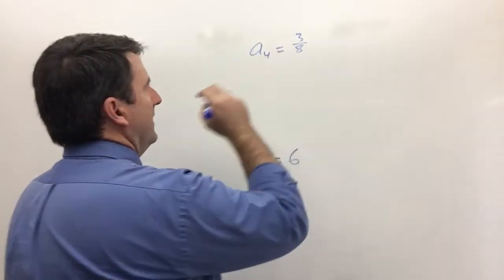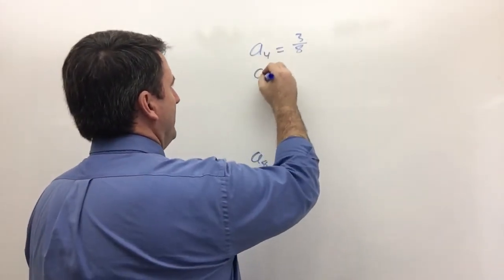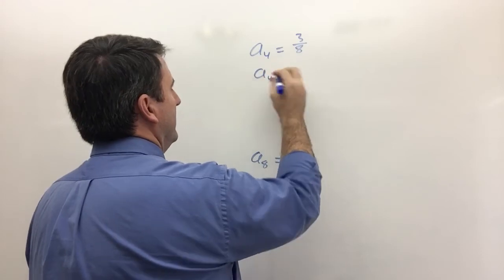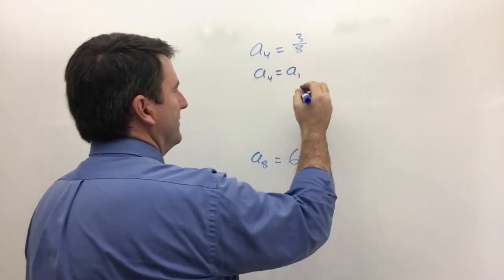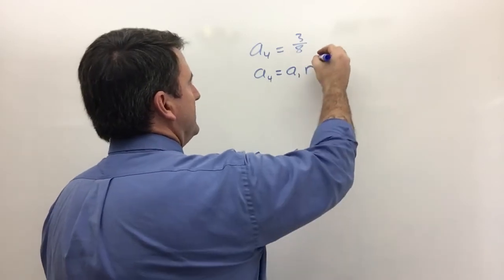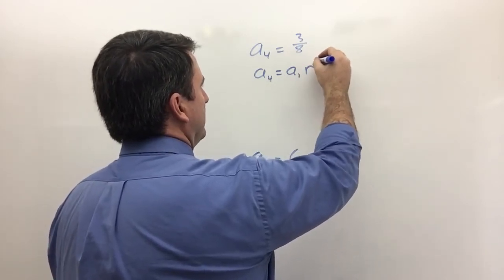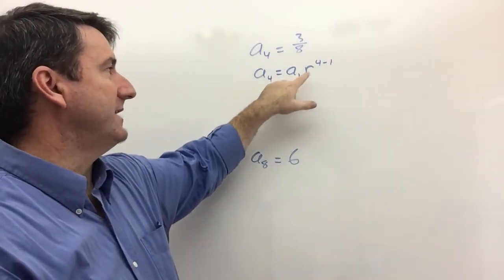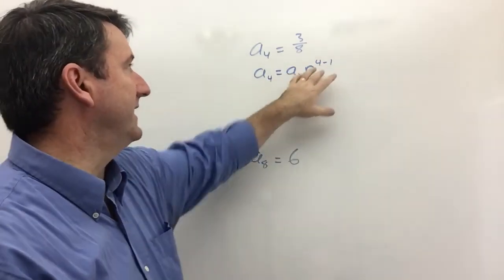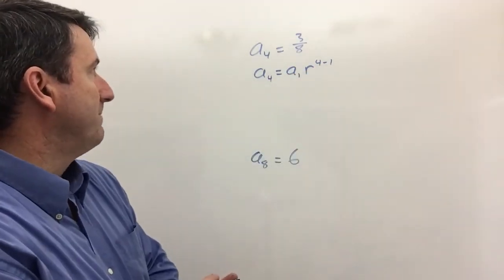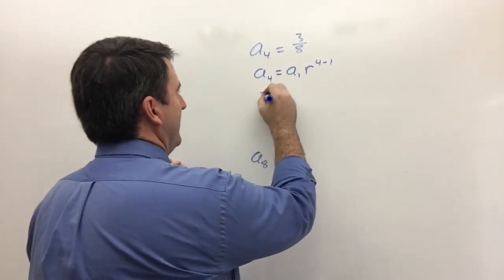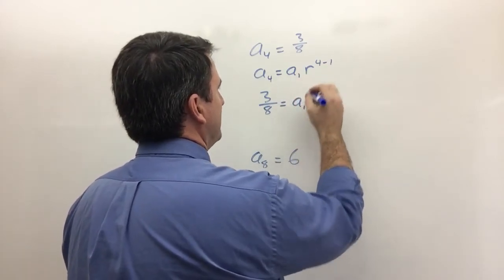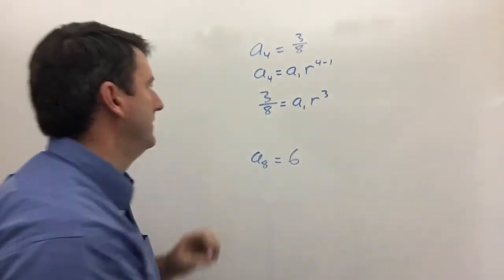All right, so the way we're going to do this, let's set up a formula for this. So a sub 4 is equal to the first term times the common ratio to the 4 minus 1 power, right? A sub n is equal to a sub 1 times r to the n minus 1. So we've just plugged in 4 for n. And so this is equal to 3/8. So a sub 4 we're told is equal to 3/8. And so that's going to be equal to a sub 1 times r to the 3rd power.